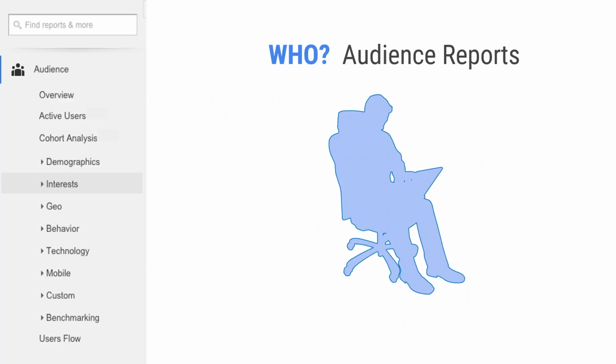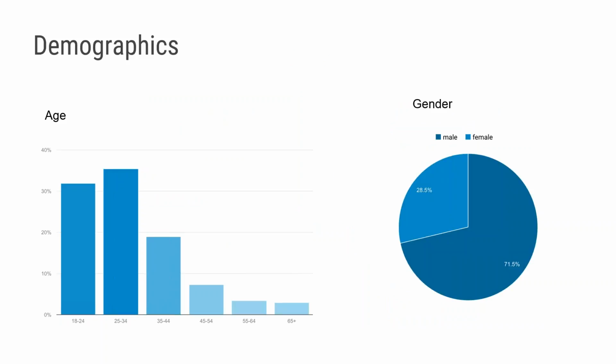Moving on to the who section of the report, which is the audience report. As we discussed earlier, this talks about who your target audience is. What is their demographic? Are they male? Are they female? Where are they from? Which location are they from? We'll see a few more examples here.